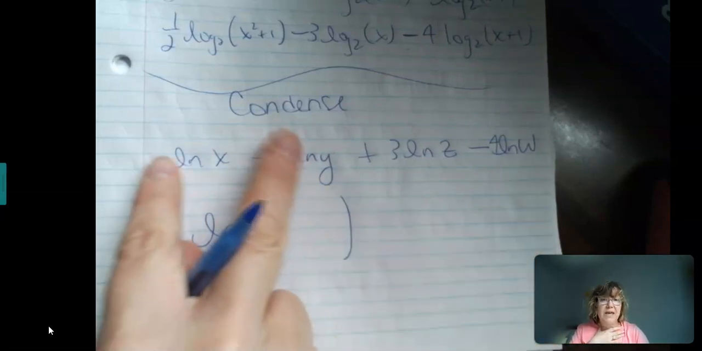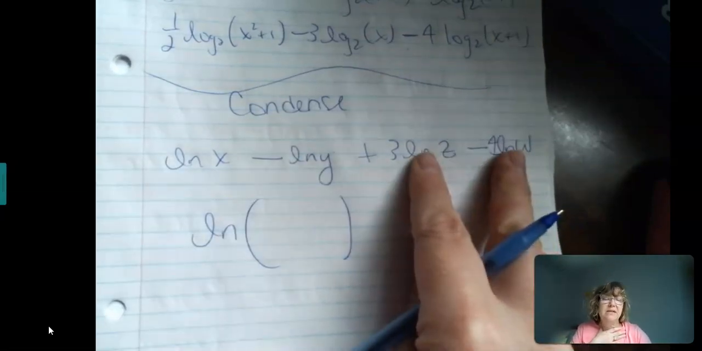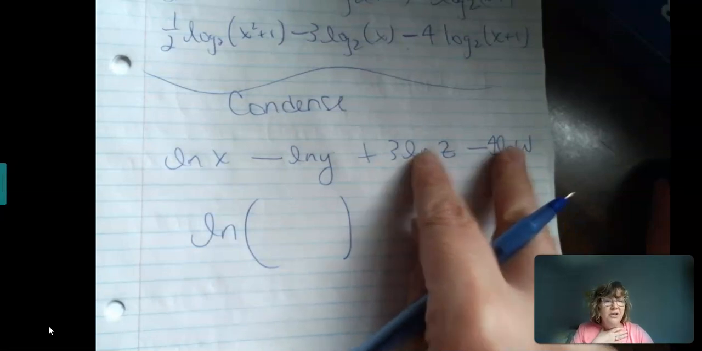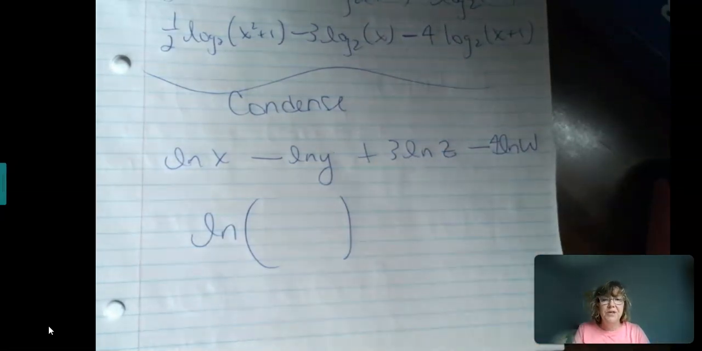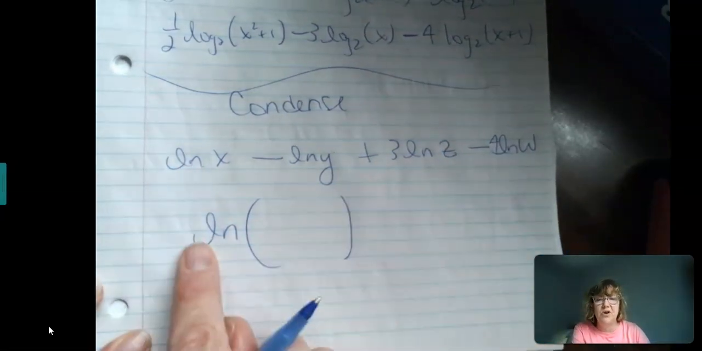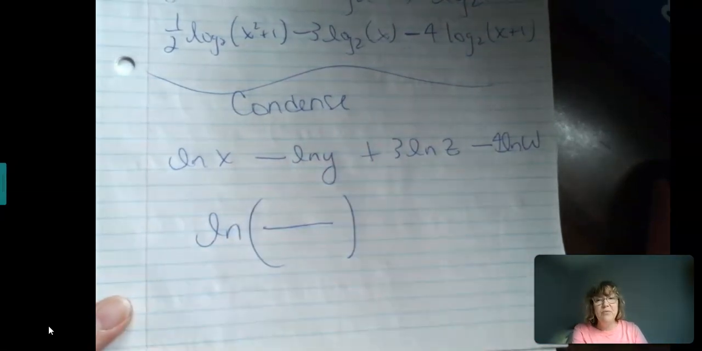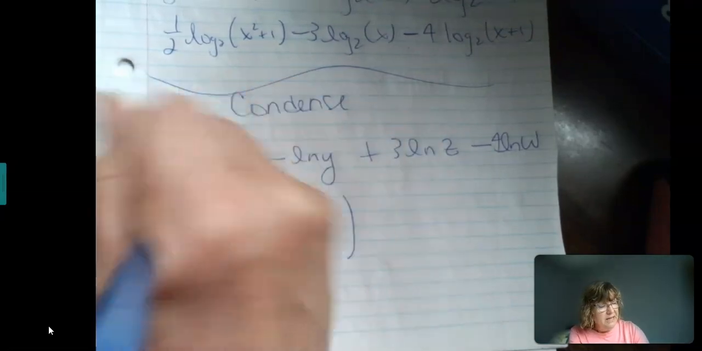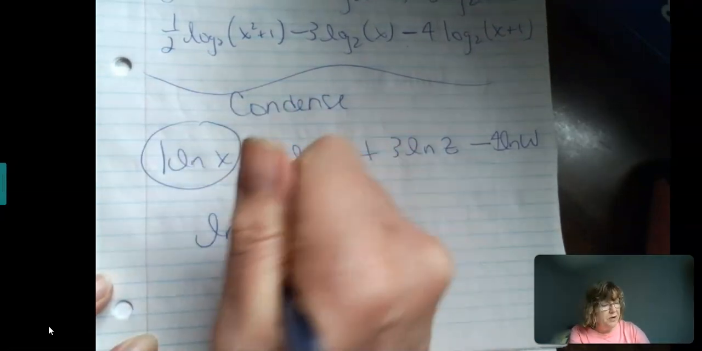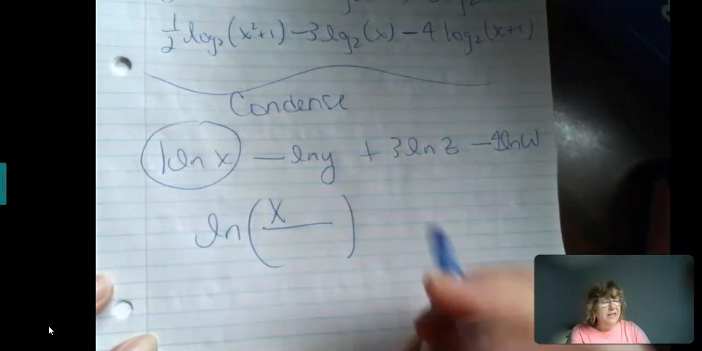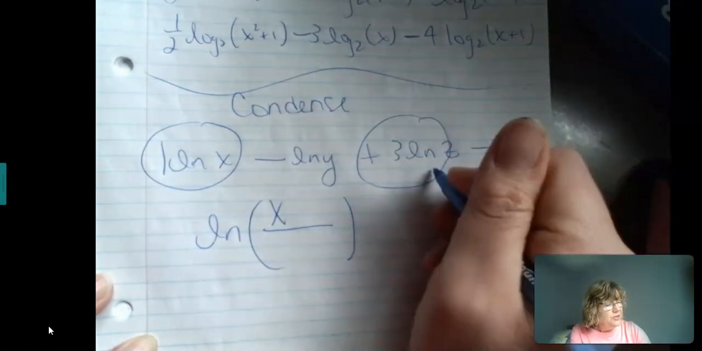Okay, so if these were base natural log and these were base 3 of log, you'd have to do 2 separate problems here. But they all have the same base. They're all natural log, base e. I'm going to draw my fraction bar. Anything with a positive coefficient is in my numerator. This is x to the first power, positive. It's up here. This guy's positive, so the z's up here.